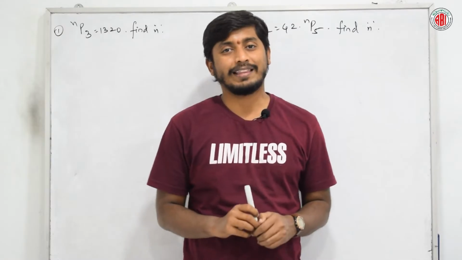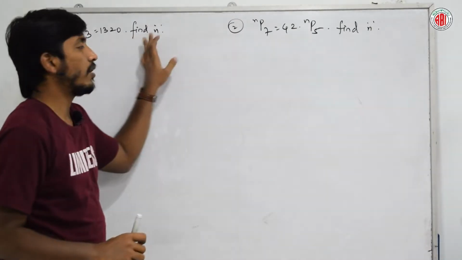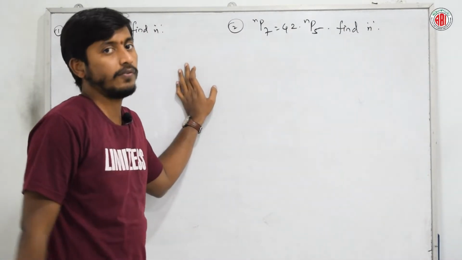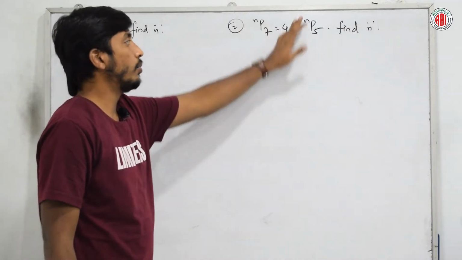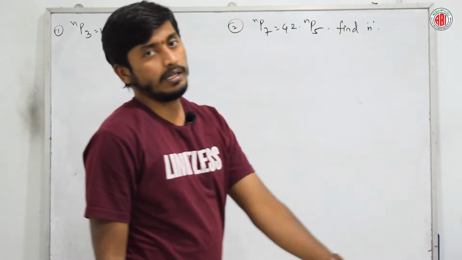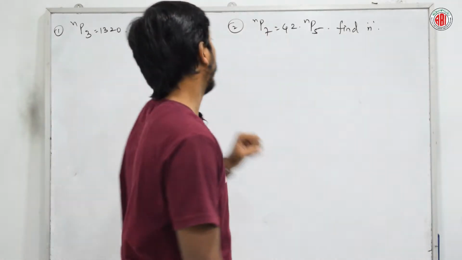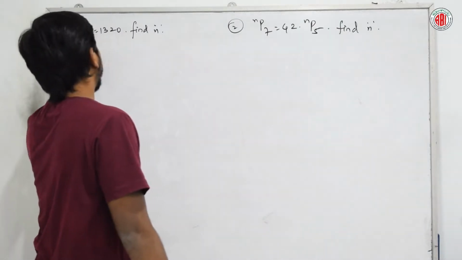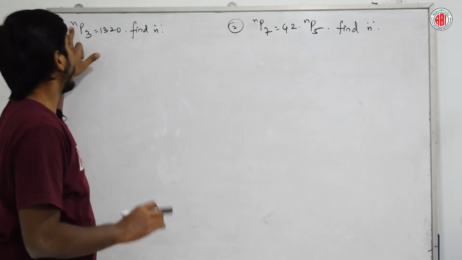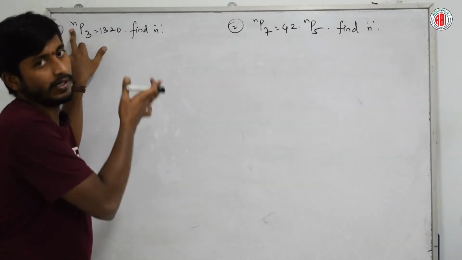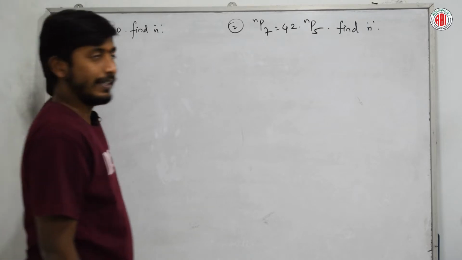Let's do. Look at the questions here. He gave nP3 is equal to 1320. He is asking us to find the value of n. And here nP7 is equal to 42 into nP5. And he is asking us to find the value of n. Clear? Remember, put the notation like P should be in between, 3 is a subscript here, and here n should be like a power on the left side. Done? Don't mix everything.